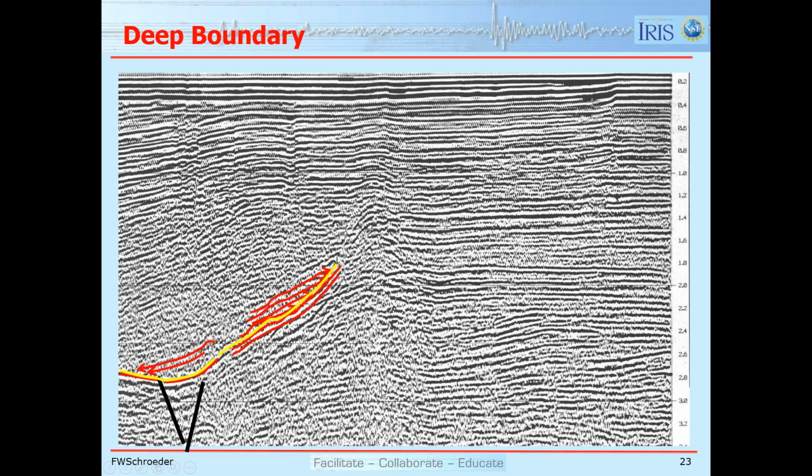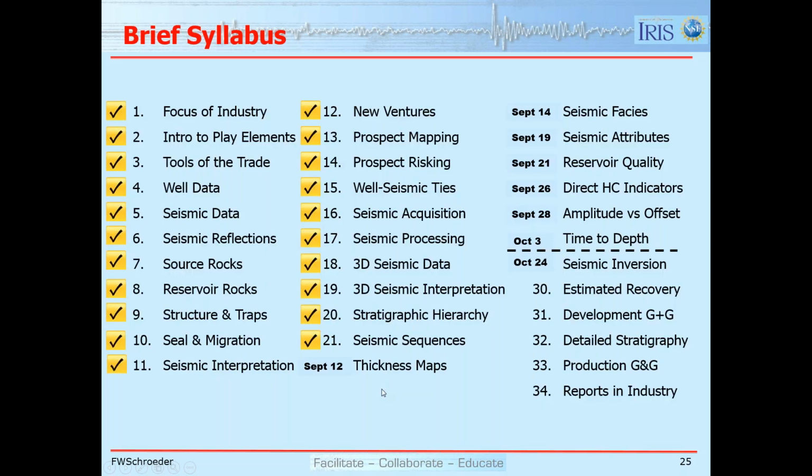The seismic here is probably shot in about 1964, and they drilled a well on this line in about 1968. And so we talk about what should they have gone after and what did they actually find. And that's always fun, and the students always seem to enjoy that.